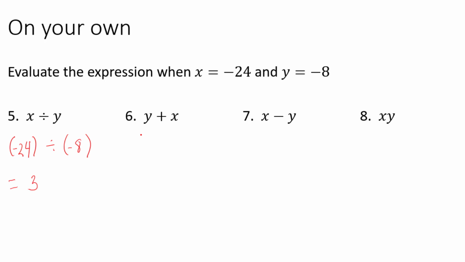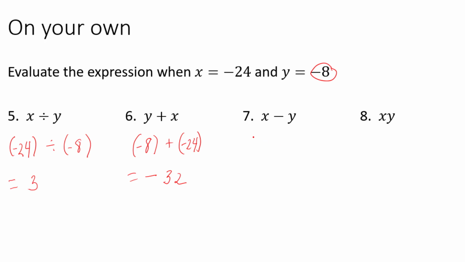Here we have y plus x. Y is the first parentheses, so I substitute negative 8. X is the second parentheses, so I substitute negative 24. Negative 8 plus negative 24, so in addition, if the signs are the same, we sum 8, so it's negative because it becomes more negative. 8 plus 24 is 32.